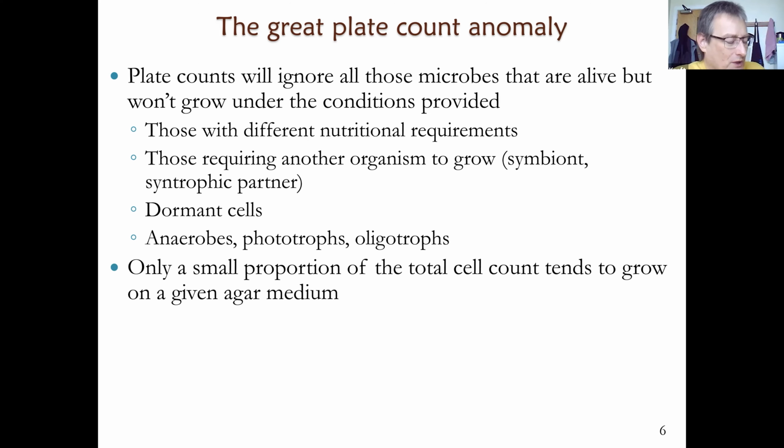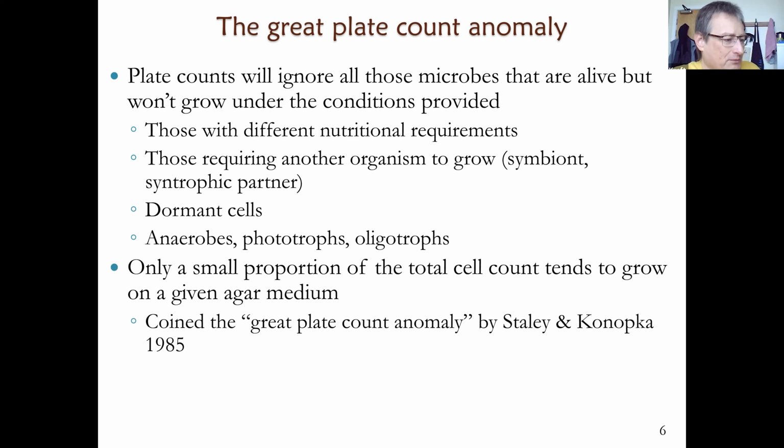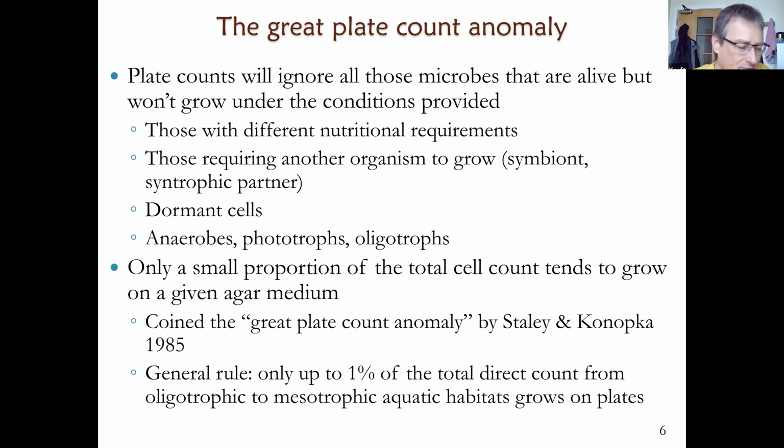So what's important to remember is that typically only a very small proportion of the total count of cells in the microscope is going to grow on a particular medium. That's known as the great plate count anomaly, a name coined by Staley and Konopka in 1985. They put up this general rule, but of course it's only a rule of thumb, that only up to 1% of the total direct count from aquatic habitats will grow on a particular plate.